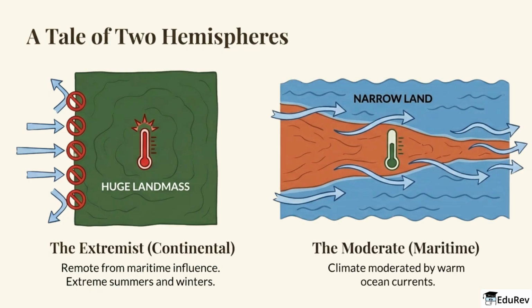In the southern hemisphere, things are different. The land belts are narrower and surrounded more strongly by oceans and warm currents. That creates a more maritime effect, so temperature extremes are moderated. This is the big contrast. North is extreme, south is moderate. If you miss that contrast, you miss the logic of the entire chapter.